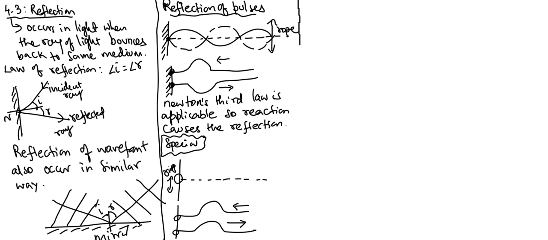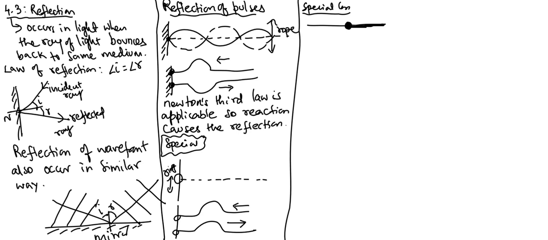Now let's say another special case. What happens if my first rope is thin, whereas my second rope is thick? You see, this is a very thick rope. My pulse is coming like this, and when it reaches this point, at that moment for it this is like a fixed point, so a bit of it will reflect back like this, and something of that will also go into the thick one.